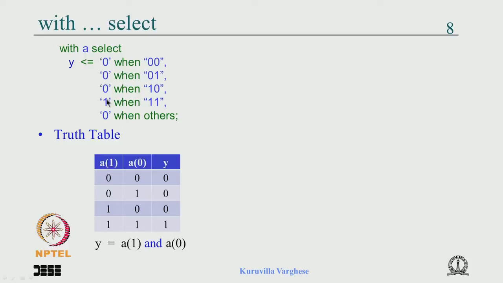So you could even say 1 when others, but as I said, specifying some known values will help you in debugging. Like you know that if some of those combinations occur then the 0 can happen. You can even say tri-state, it doesn't matter, because it is useful for debugging.